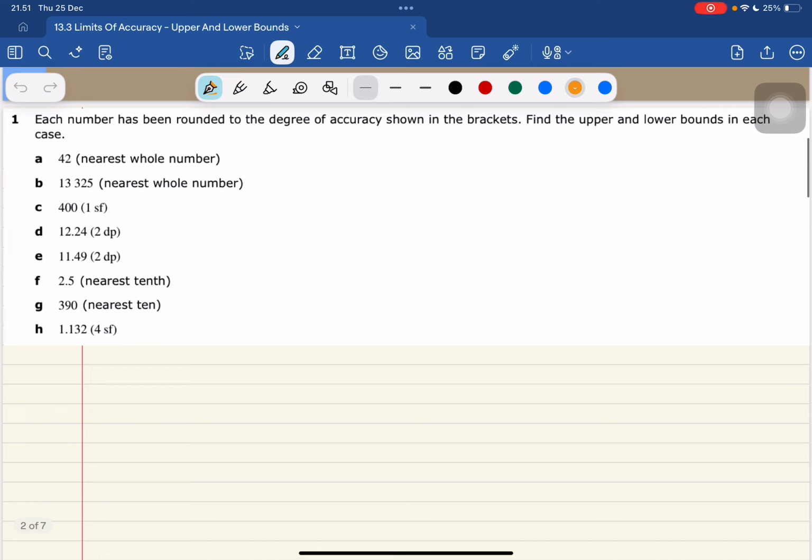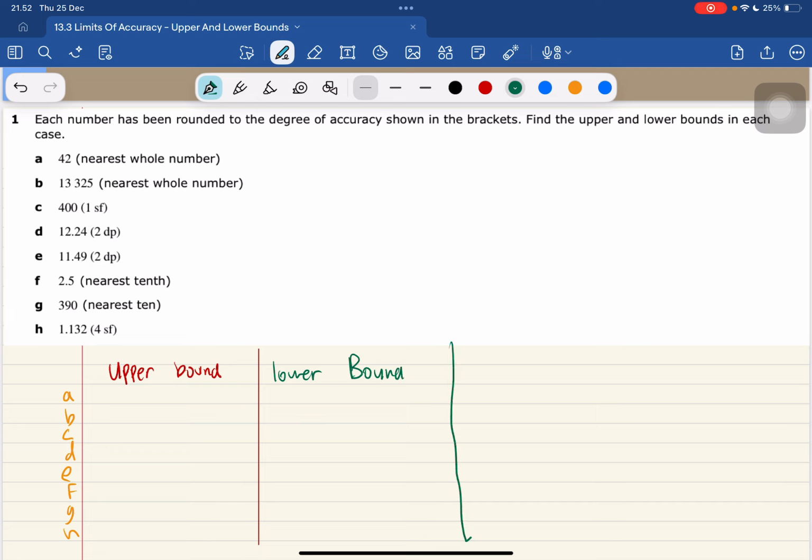So let us label them A, B, C, D, E, F, G, H. This is for the upper bound, and then we will have the lower bound. Okay, there we go. Look at number 1.